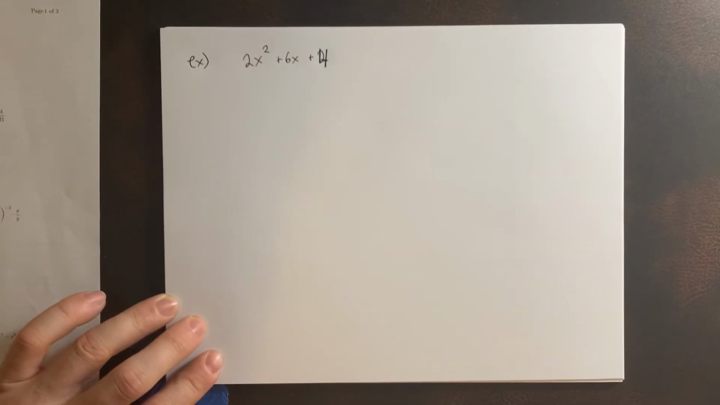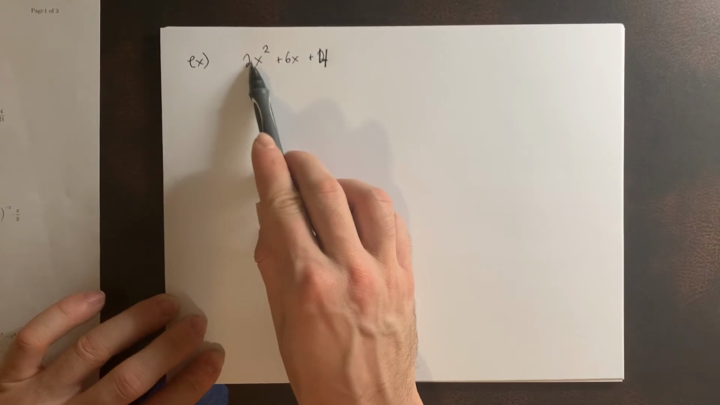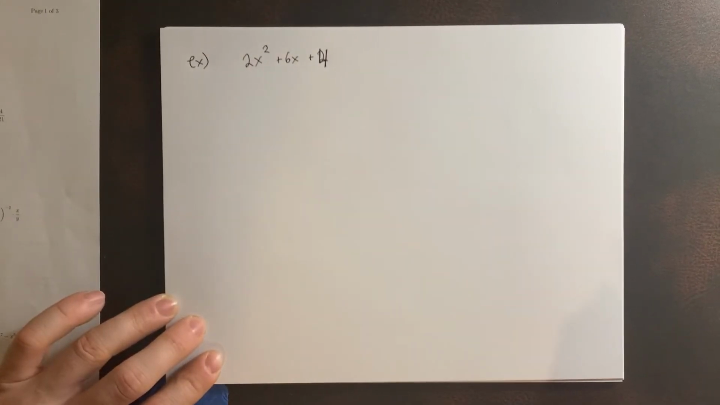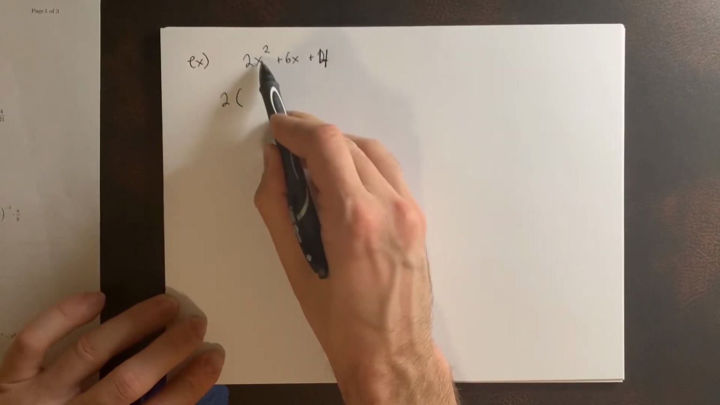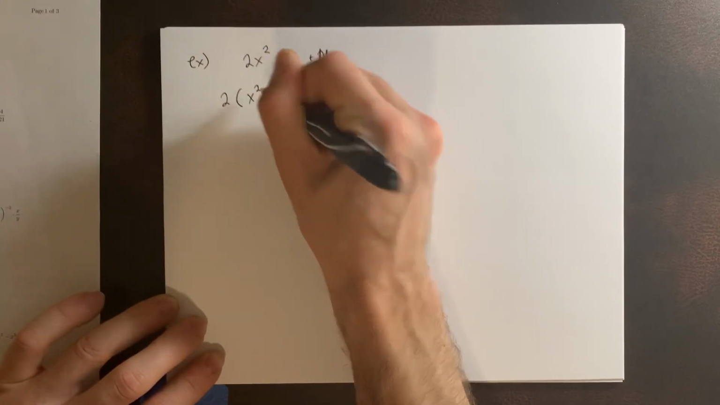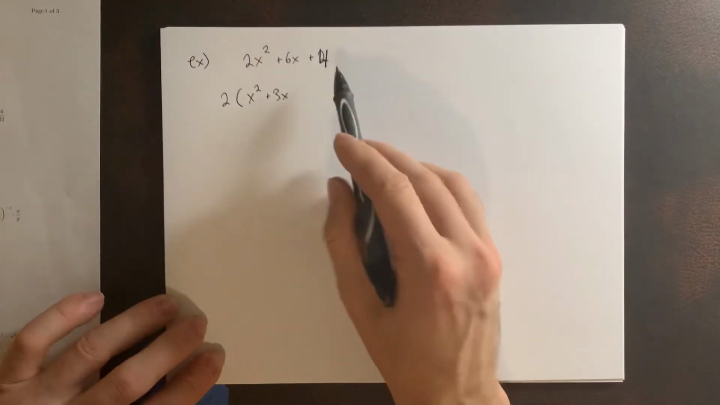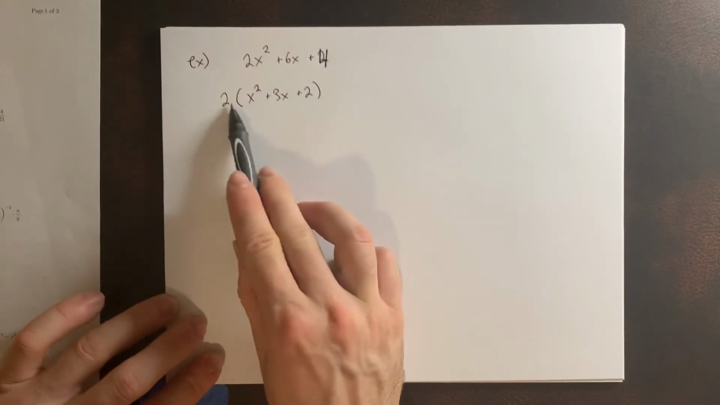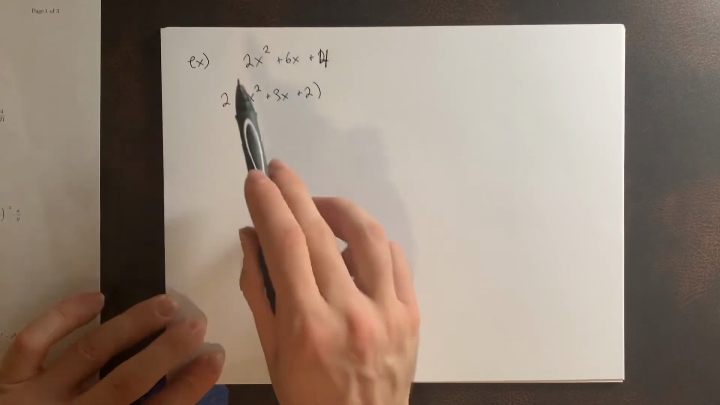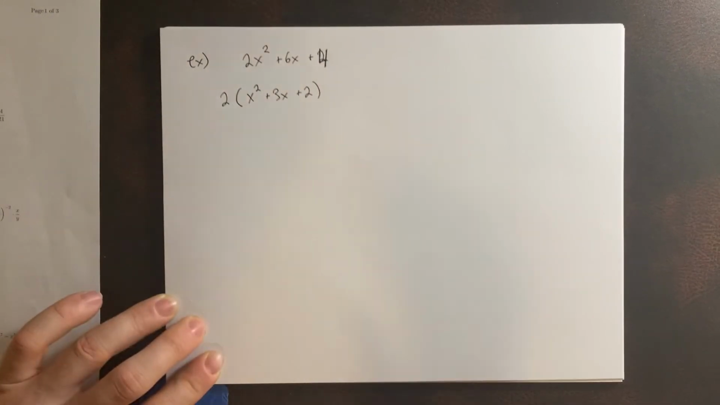So the first step is always to see if we can take out a common term. We could take out a 2 from each of these pieces: a 2 out from this 2, a 2 out from the 6, and a 2 out from this 4. So the first thing we're going to do is take out the 2. If we take out a 2, we're just left with an x squared here, a 3x here, and if we take out a 2 from this 4, we're left with a 2 here. So if we multiply this 2 back across, 2 times x squared is 2x squared, 2 times 3x is 6x, and 2 times 2 is 4.